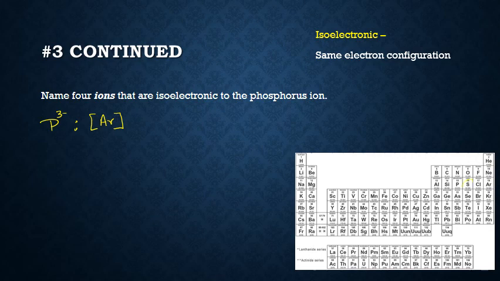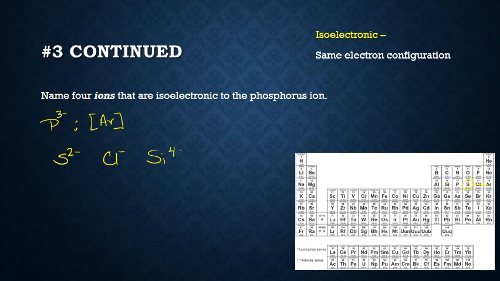So sulfur wants to be like argon. So that would work. Let's see. Oh, chlorine would. That would work. Oh, let's see. We could even go with silicon if you wanted to, even though it's a metalloid.